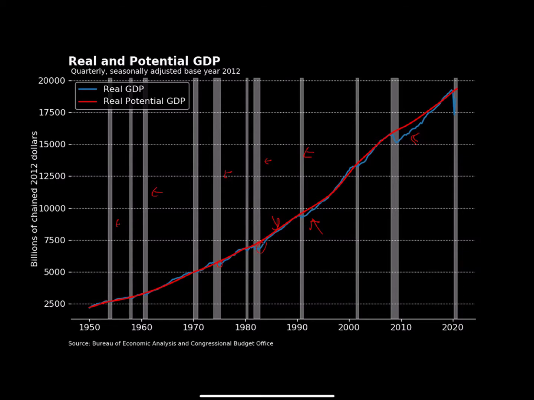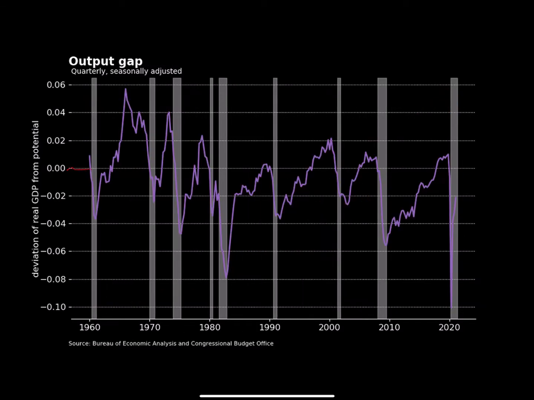But let's take a closer look and just look at the deviation. So when real GDP is equal to potential, there's no output gap. But during these recessionary periods, real GDP declines and falls below potential. So we have a negative output gap. Now we also see periods of time where real GDP is above potential.